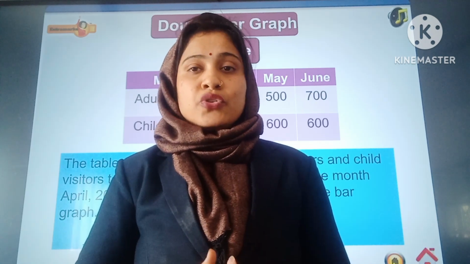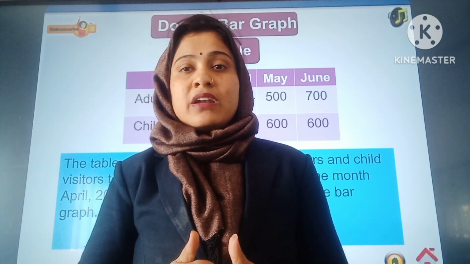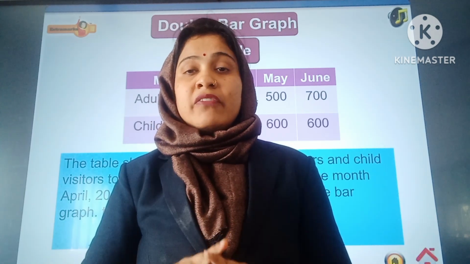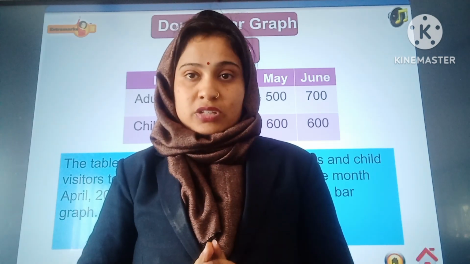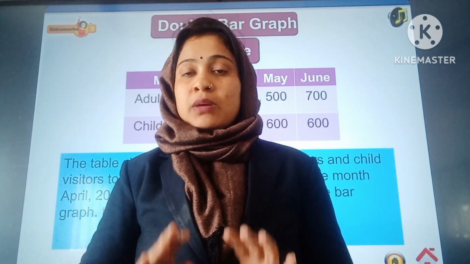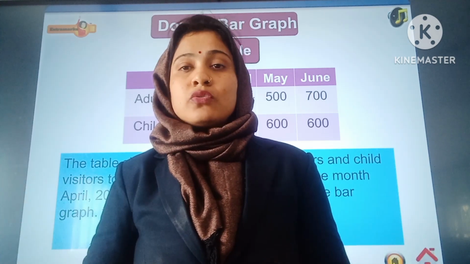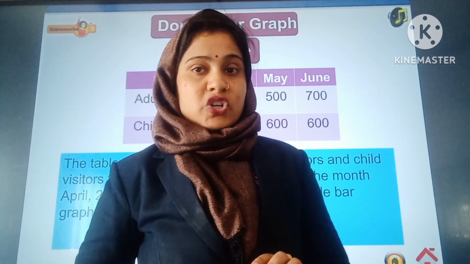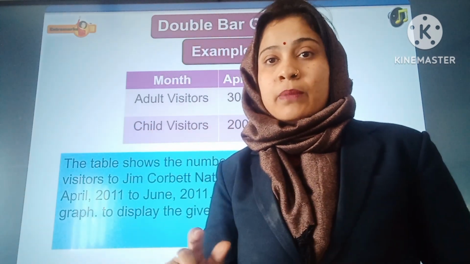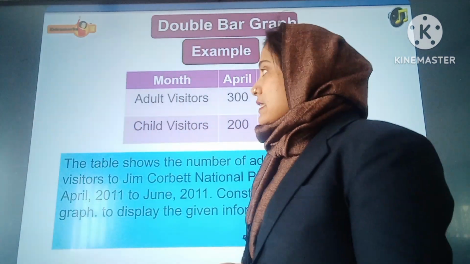Now, how to draw a double bar graph? A double bar graph means in a single graph along the two axes, we enter two sets of information. There is no hard and fast rule, only two graphs are to be plotted along the same given information. So let us understand the double bar graph with the help of an example.